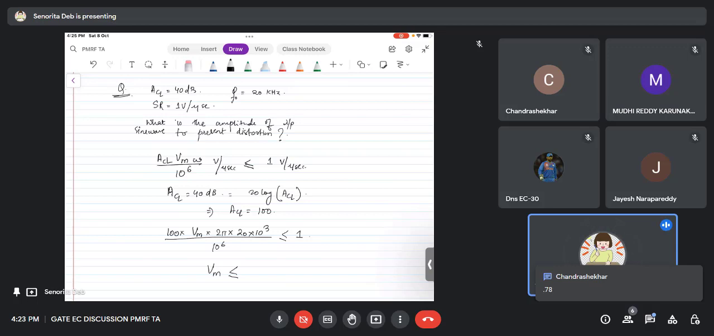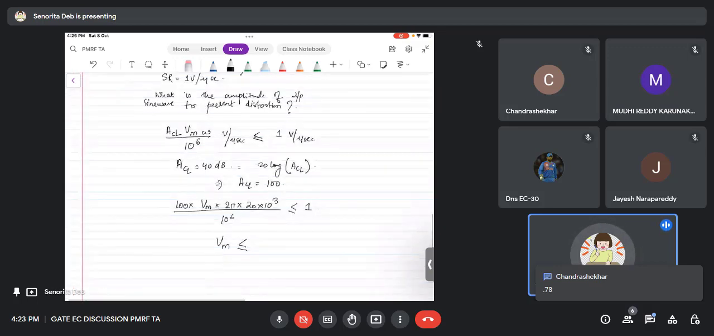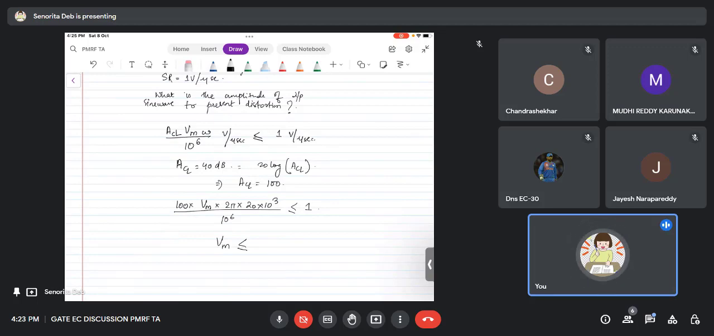Yes, so it is, no, it is not 0.78. You are doing some mistake. It will come as 0.0795, which is equivalent to 79.5 millivolts. Please recheck your thing, Chandrasekhar.